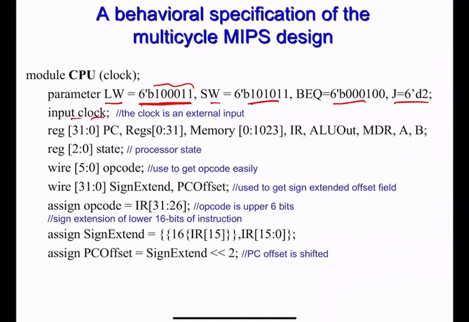Input clock. I will define also my program counter as 32 bits. My RF, or the register file here, again as 32 by 32. My memory is as big as that. And then I will define also some other inputs.